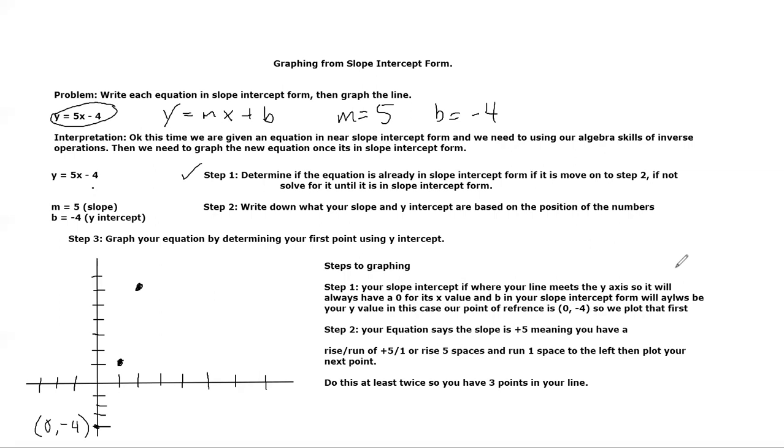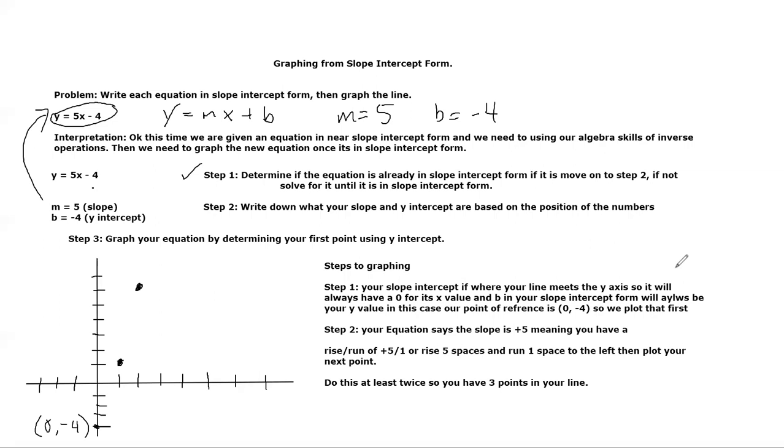We just move on straight to step 2. Step 2, write down what your slope and y-intercept are based on the positions of the numbers, right? So we've established that our m is 5, because in the original equation up here, we saw that y equals mx plus b, y equals 5x minus 4. The 5 is where the m was, so that means that's our slope. So 5 is our slope, and b is our y-intercept. Okay, cool. Done with step 2.